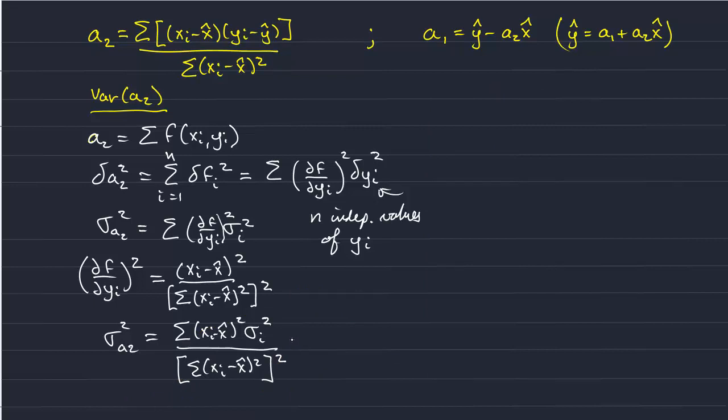And again, if we assume that the variance at each point of y from the linear trend is the same for all points, then we can bring sigma squared outside of the sum, and we notice that we can divide out one of the sums of squared deviations from the numerator and the denominator.